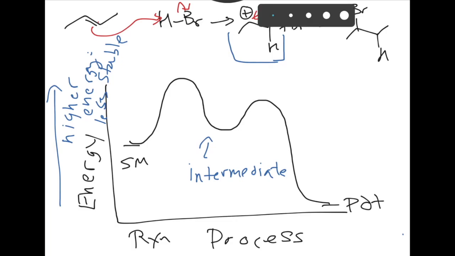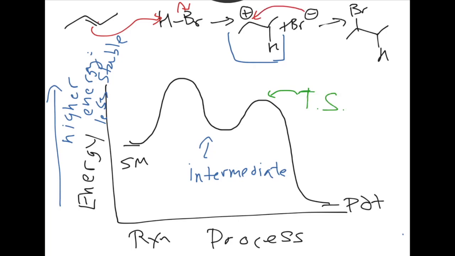The peaks are our transition states, which I'm going to just call TS for sake of being able to get everything to fit. So the TS, the transition state, is always the top of the hill, right? It is the least stable. These are the least stable parts of your reaction.